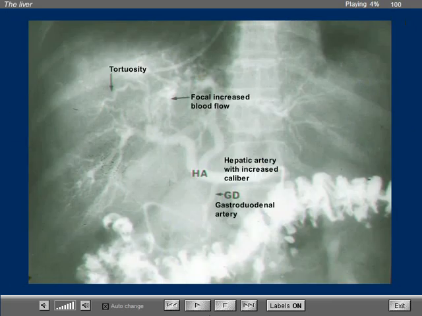This is a selective common hepatic arteriogram in a patient with liver cirrhosis. Note that there is some retained contrast in the large bowel from a previous barium study. Note that the common hepatic artery is enlarged as well as primary branches, and within the liver we note the increase in size of hepatic arteries, tortuosity, and focal increases in blood flow. These are the arteriographic manifestations of liver cirrhosis.